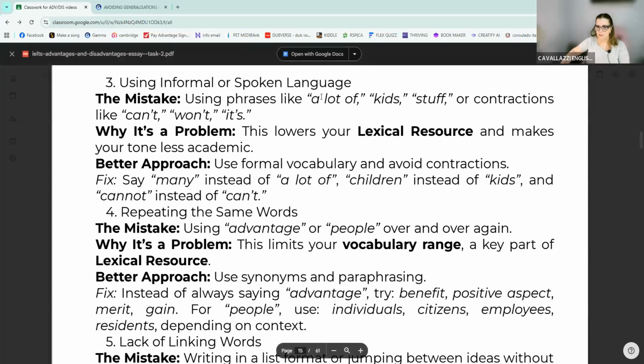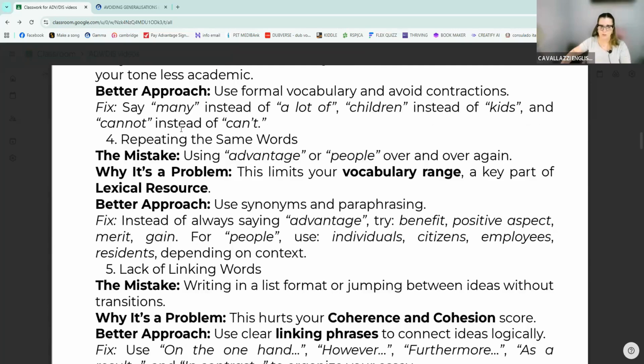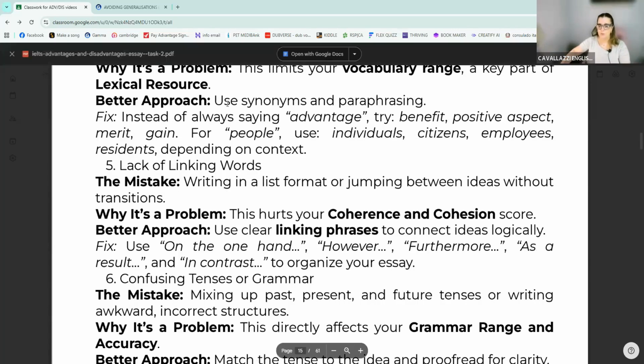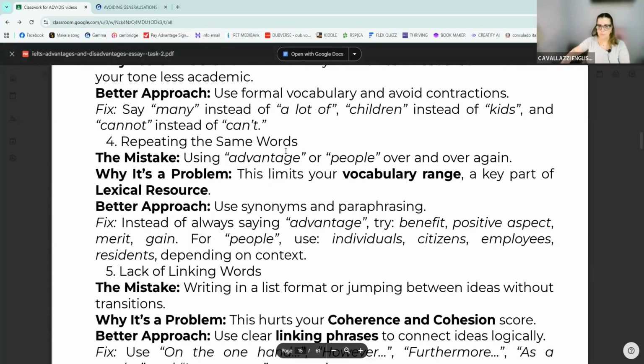Using informal words, a lot of, kids, stuff, things, and contractions as well. You can't do that, so what are we going to use instead? So there's a whole vocabulary here for you to use instead of those words. Like children instead of kids, and many instead of a lot of, several as well, right?